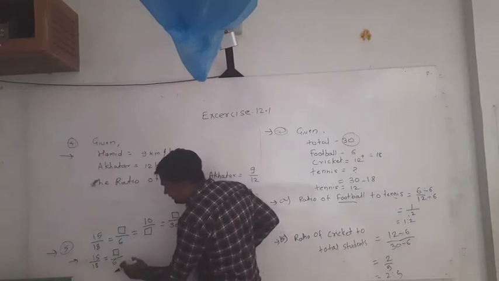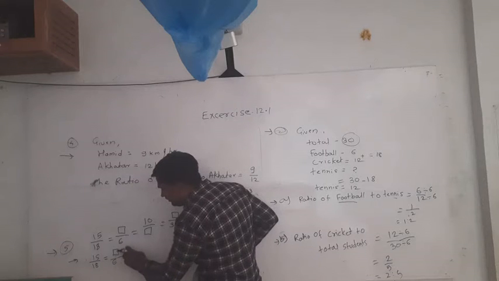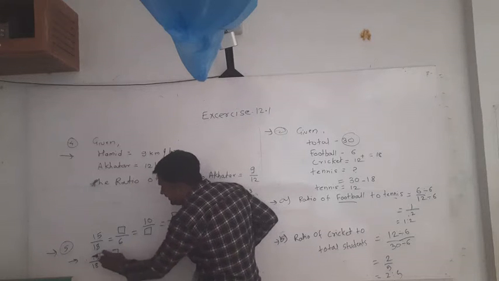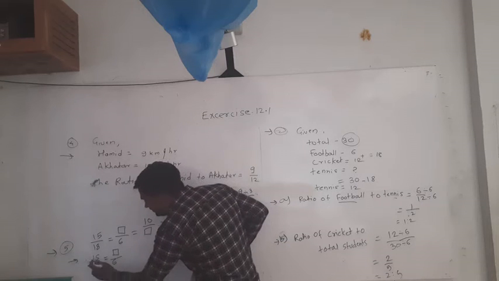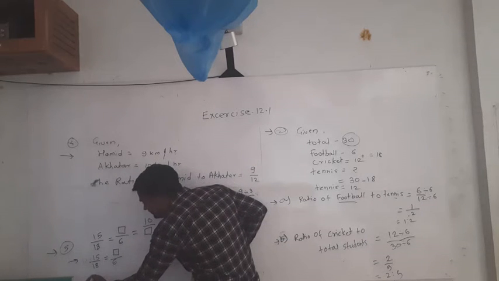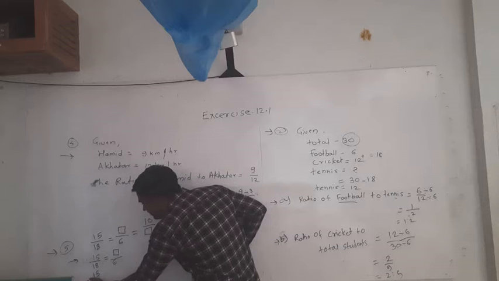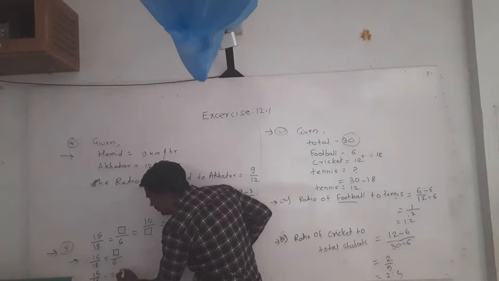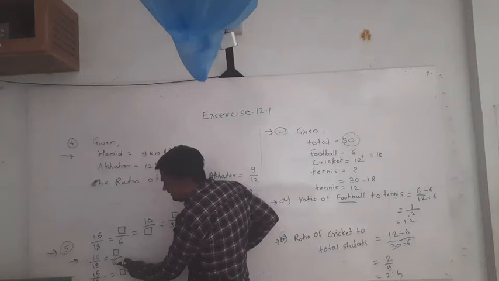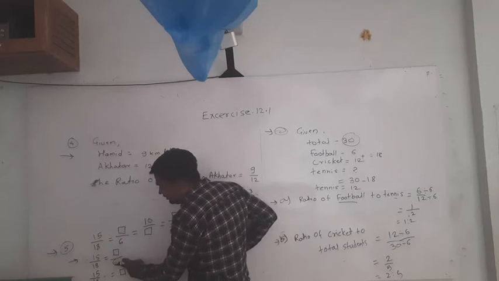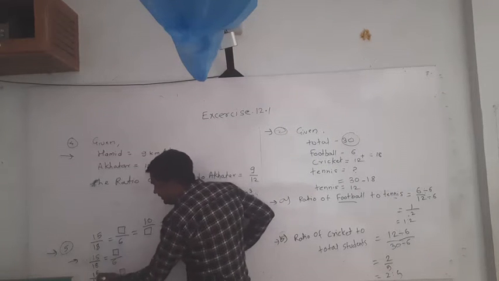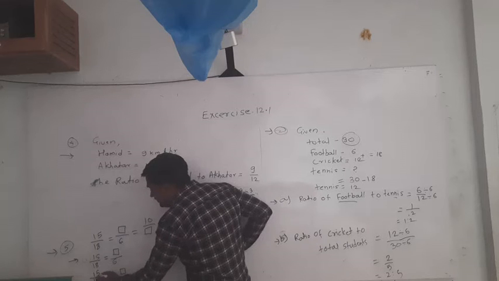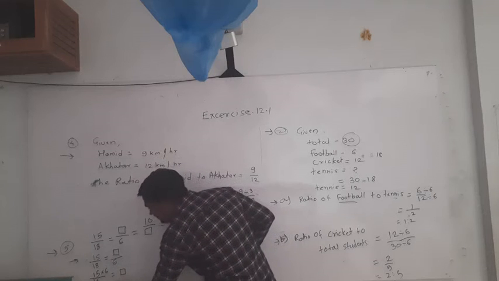Now, a simple method: you can take the number on this side and find the value of the box. See here, the first ratio is 15 by 18, equal to box by 6, and you want to find the value of the box. This 6 is in the denominator place, which means divide. If you take it from the other side, it becomes multiply. Now solve this.